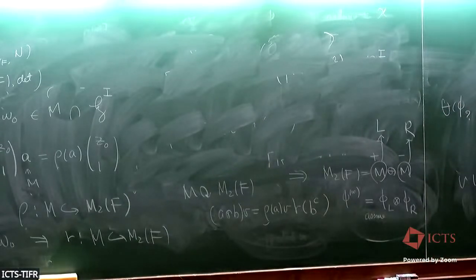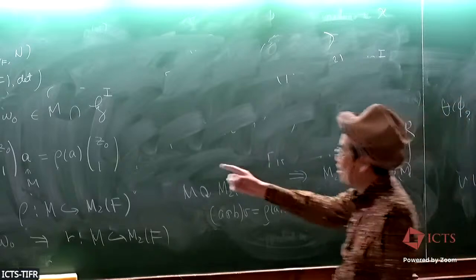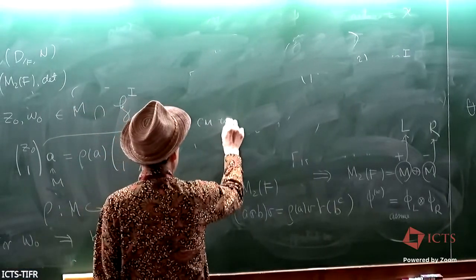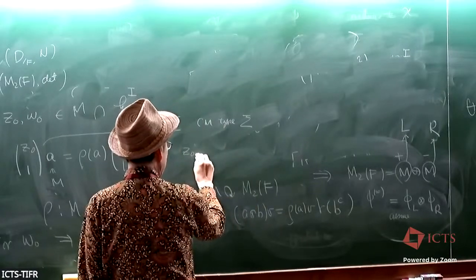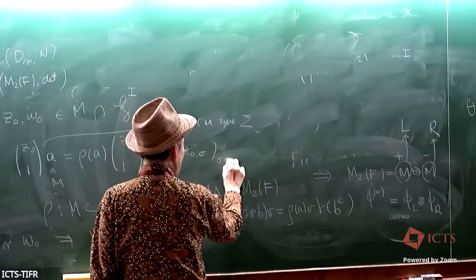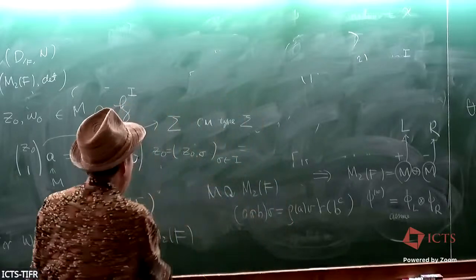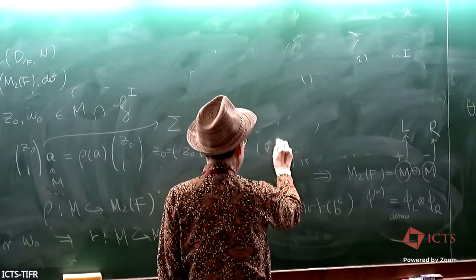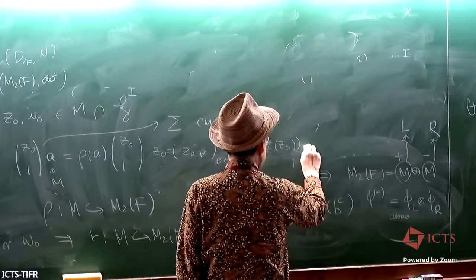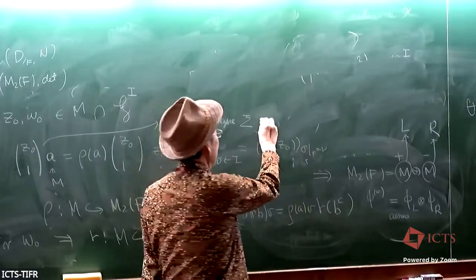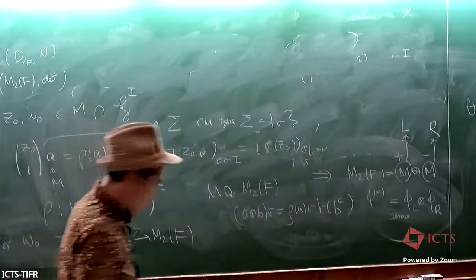Then, suppose this Z0 produces CM type sigma. In other words, Z0 has those indexed by sigma I. But that is because this is in M, maybe I should say just nu. It is Z sigma Z0 for one guy. Sigma restricted to F is nu. You can write this way. And this set of sigma is a CM type. Okay?